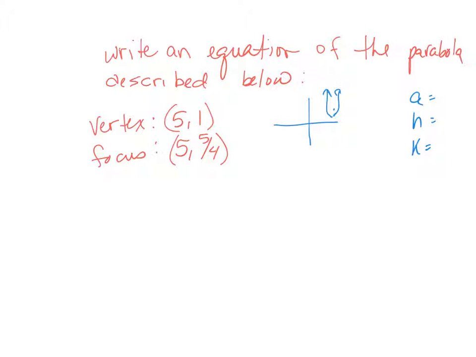I don't know what A is at all. We'll have to figure that out. But I know what H and K are. What are H and K? H is 5. K is 1. Very good. So H is 5 and K is 1.